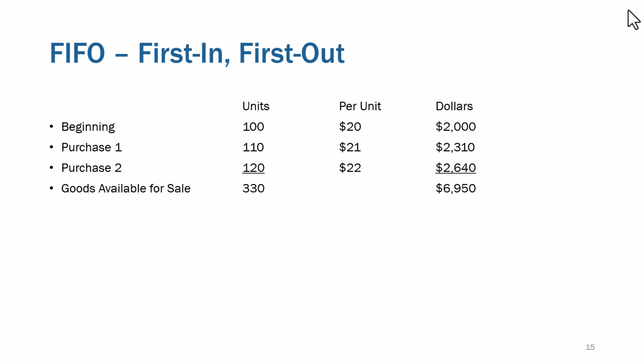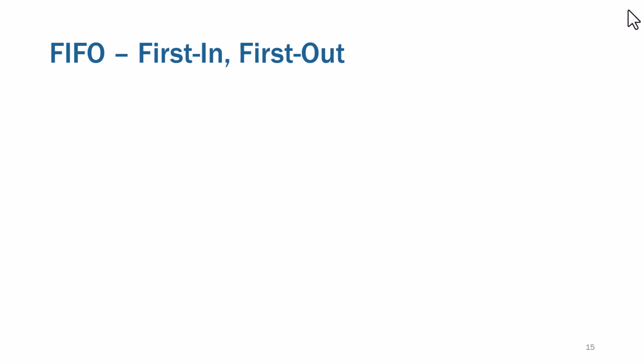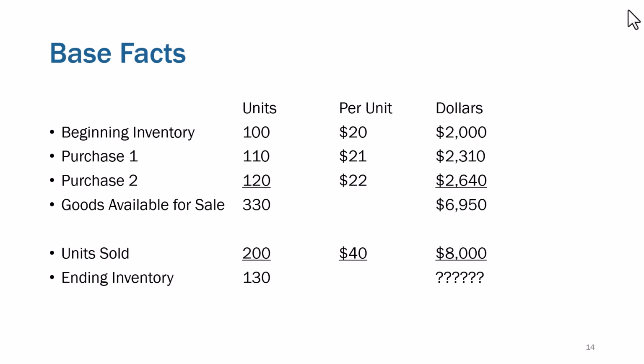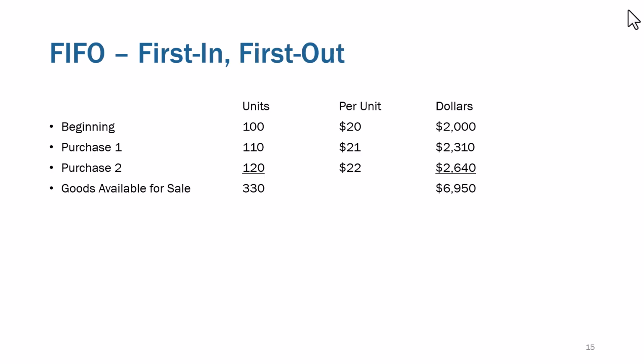And so this right here, what I just flashed up on the screen, these are the base facts that I just showed you on the previous slide. So this slide right here, goods available for sale of 330 units in dollars is $69.50. That is this again right here.